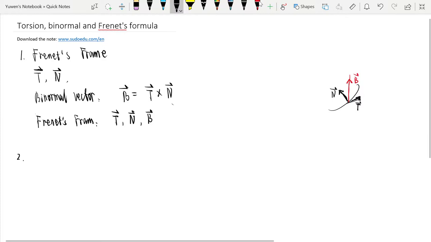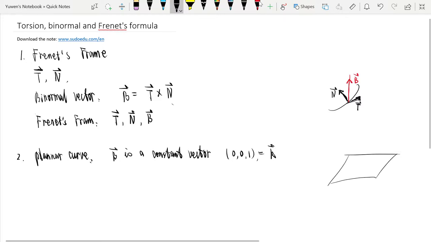If a curve is a planar curve, B is a constant vector. Actually, it is 0, 0, 1, that is, just equals k in the xy plane. Any curve there has its unit tangent vector and normal vector on this plane, and the binormal vector is the same if we move them to the same start point. They should always point upward.